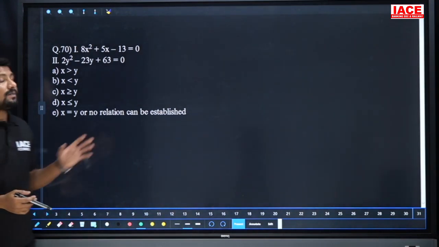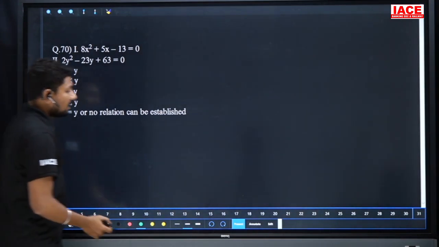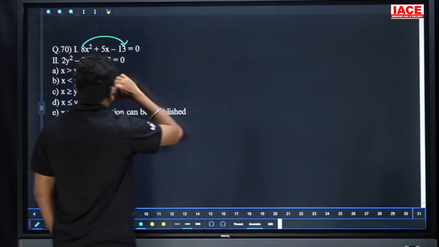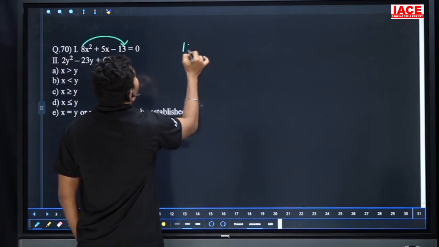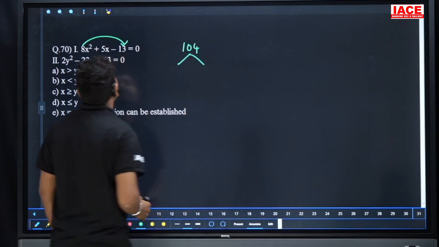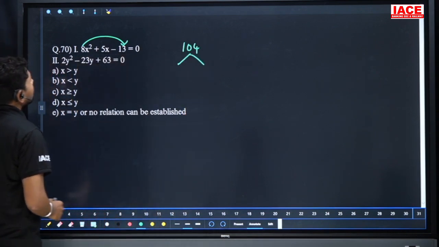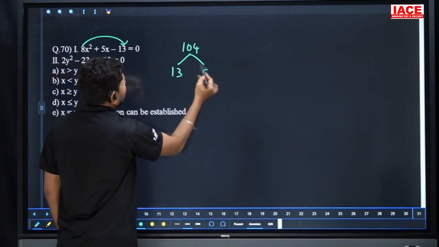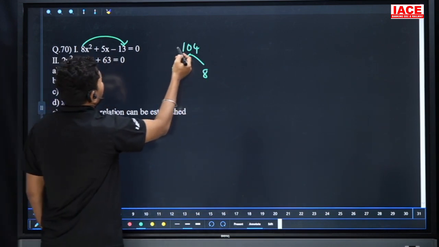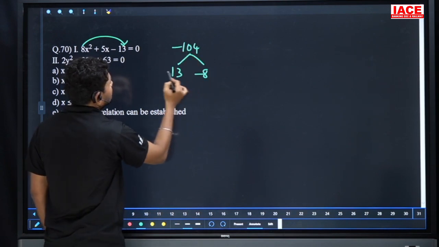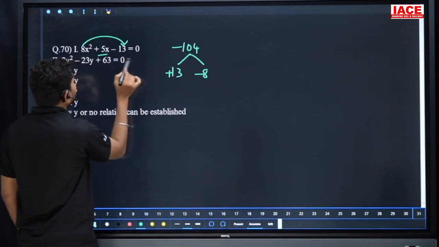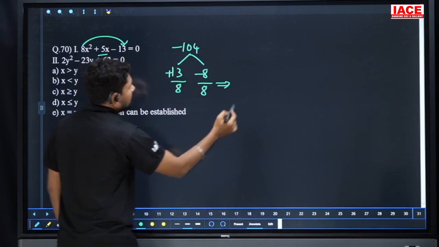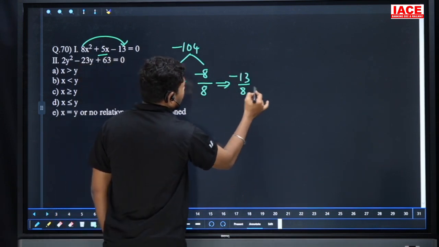Here 8x square plus 5x minus 13 is equal to 0. We can multiply 8 with 13, so the value is 104. We have to separate 104 for the 5, and here 13 and 8 are the factors you can take. We require minus here and a plus here. Plus 13 minus 8 is equal to 5, and divide with 8. Here it is also divided with 8, and it is becoming minus 13 by 8 comma plus 1.